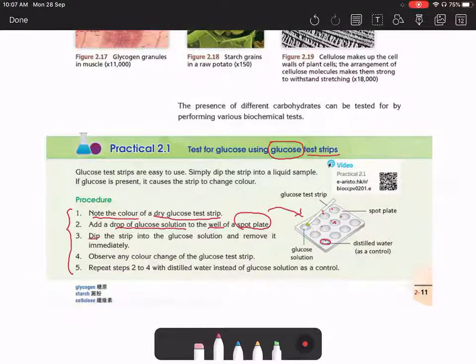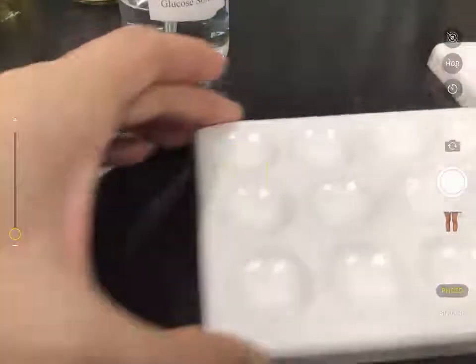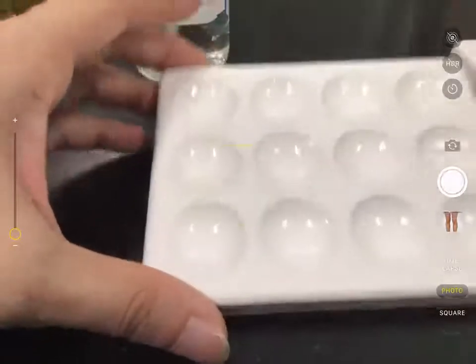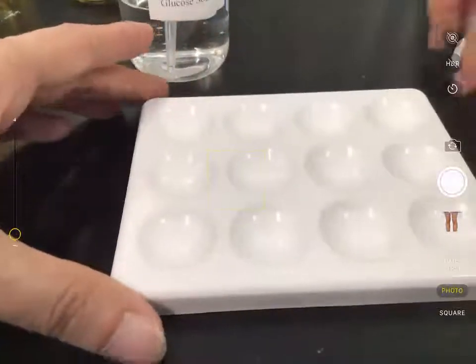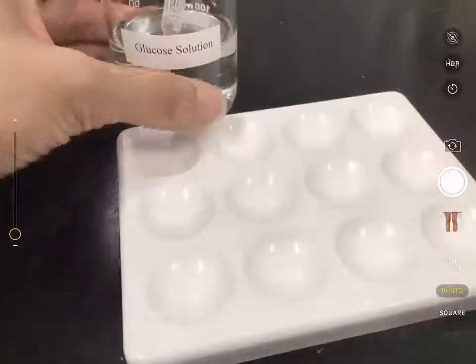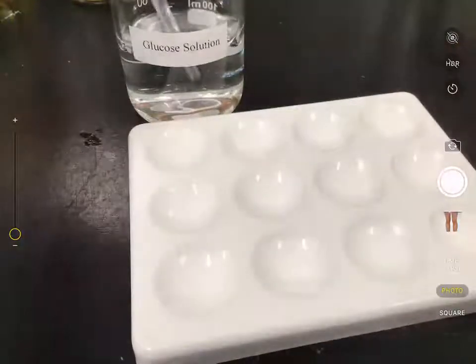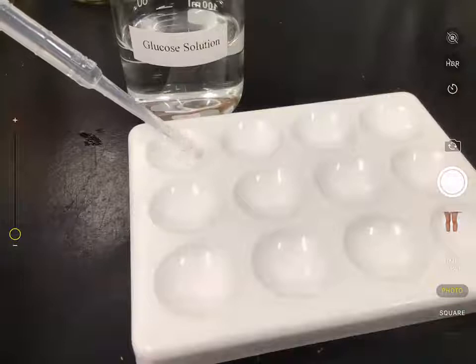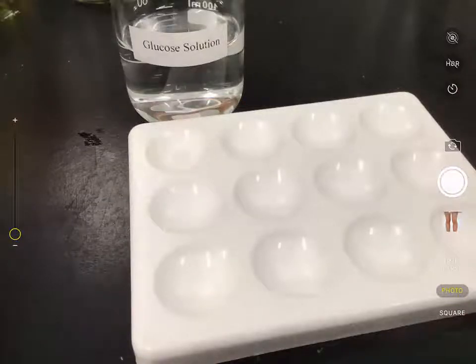And then dip the strip into it, dip the paper strip in. And then next we have to do a control experiment. We'll use these two waters. Now I go to the videos. Okay, see, this is the spot plate. These are wells. Wells in English, you can call them like a well. I have a well in my home. Okay, here there are glucose solutions. I take some glucose solution and then put it in one well. Okay, 3 drops or 4 drops already.